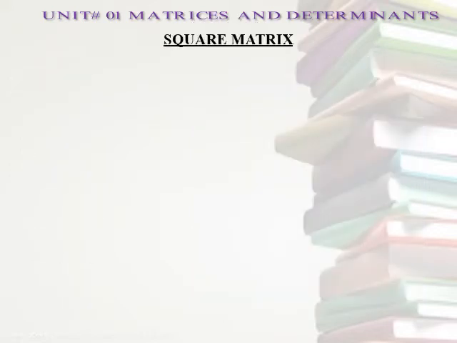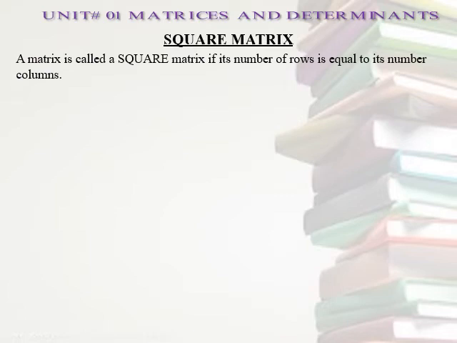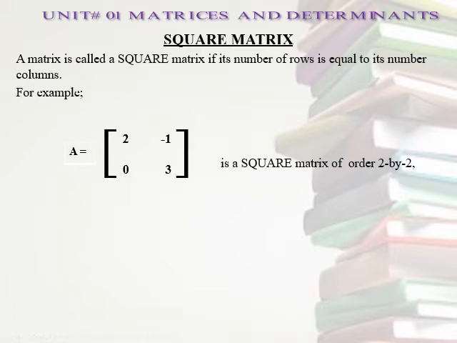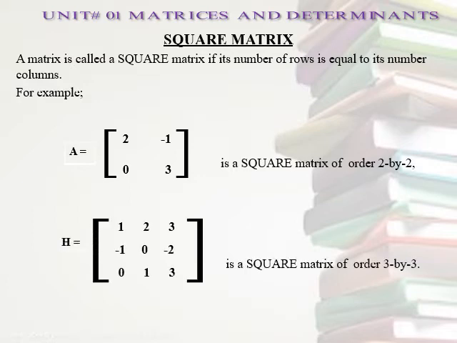Next one is square matrix. A matrix is called a square matrix if its number of rows is equal to its number of columns. For example, in matrix A, number of rows are 2 and number of columns are also 2. As number of rows is equal to number of columns, matrix A is a square matrix of order 2 by 2, and matrix H has 3 rows and 3 columns. So matrix H is a square matrix of order 3 by 3.